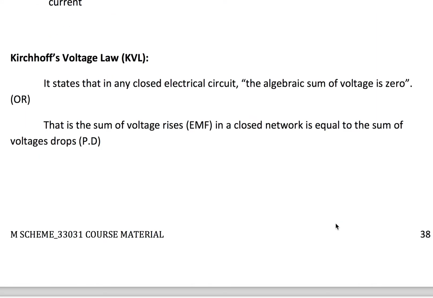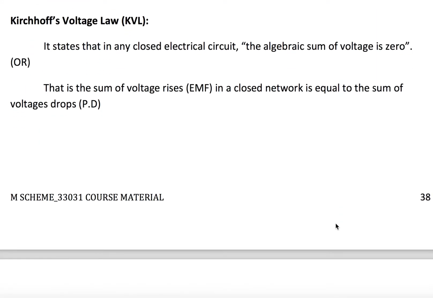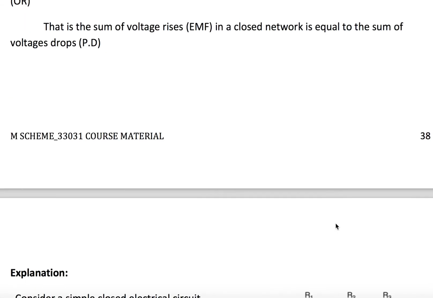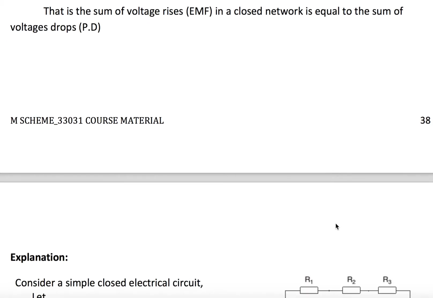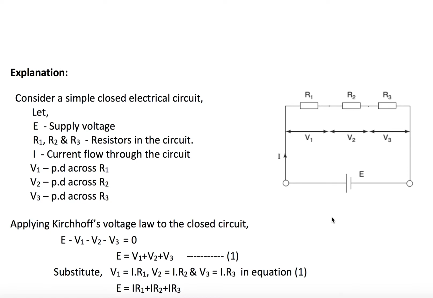What is Kirchhoff's voltage law? It states that in any closed circuit, the algebraic sum of voltage is zero. That is, the sum of the voltage rises in a closed network is equal to the sum of the voltage drops. So consider a simple closed electric circuit. If you apply KVL, Kirchhoff's voltage law, for this circuit, starting from here maybe, E minus V3 minus V2 minus V1 equal to 0, or E equal to V1 plus V2 plus V3.